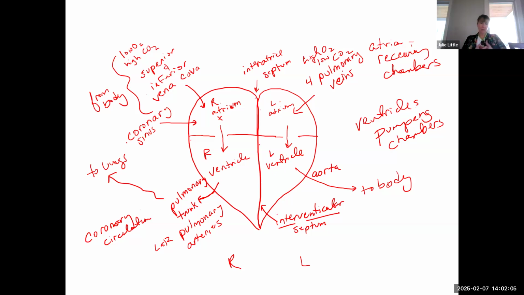But I think that this is a great way to summarize the heart. Of course, I think it's a great way because I'm teaching it this way, right?